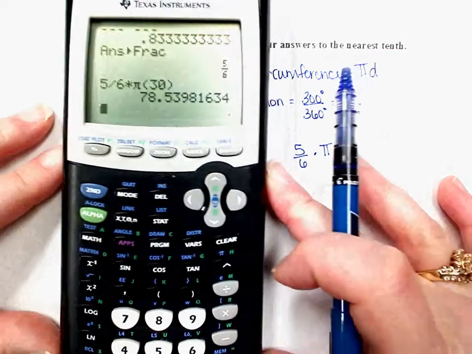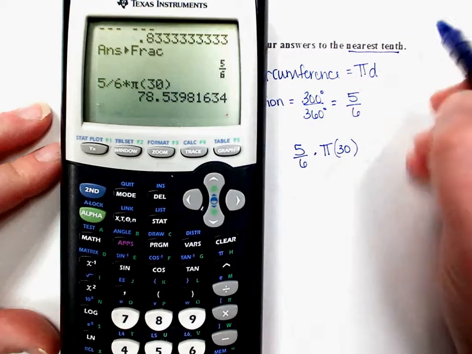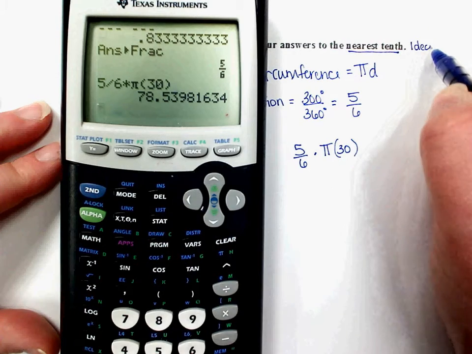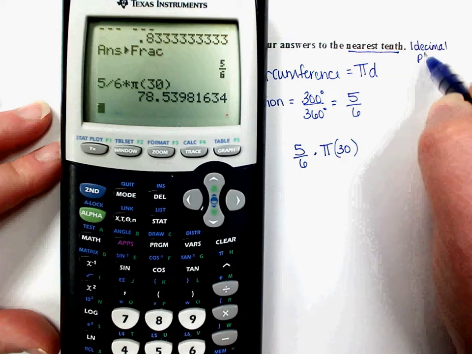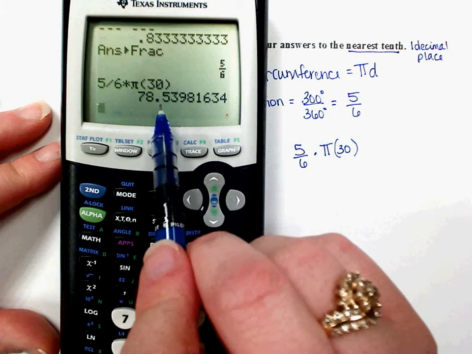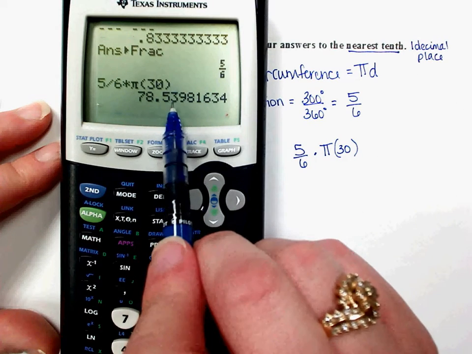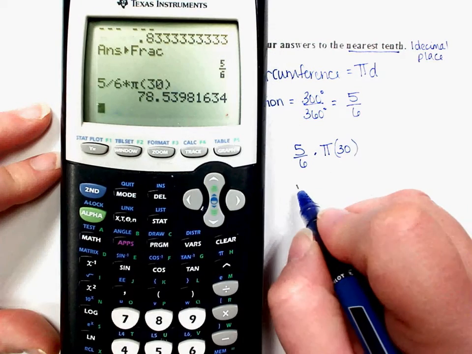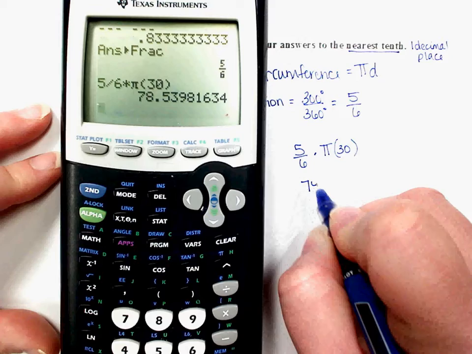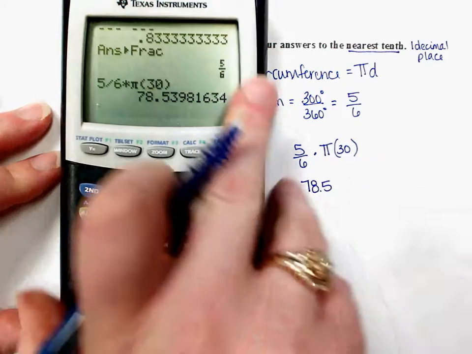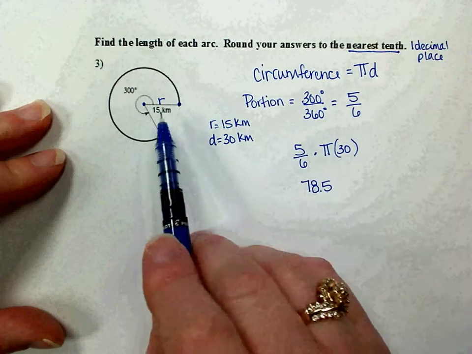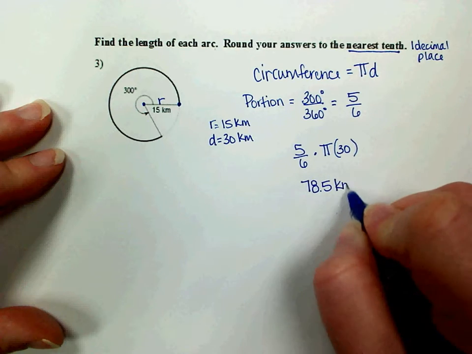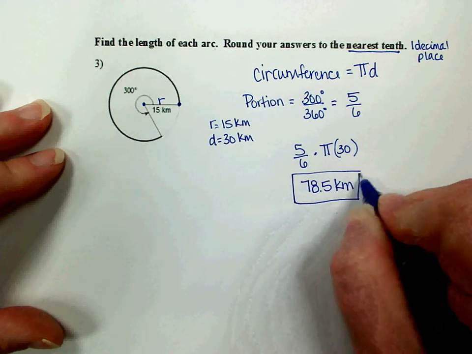Now our answer is going to be rounded to the nearest tenth, so remember again, that's 1 decimal place. So 1 decimal place is a 5. Next door is not 5 or bigger, so that 5 stays a 5. So my arc length is approximately 78.5. It did give me units though. It's in kilometers. So my answer will be 78.5 kilometers.